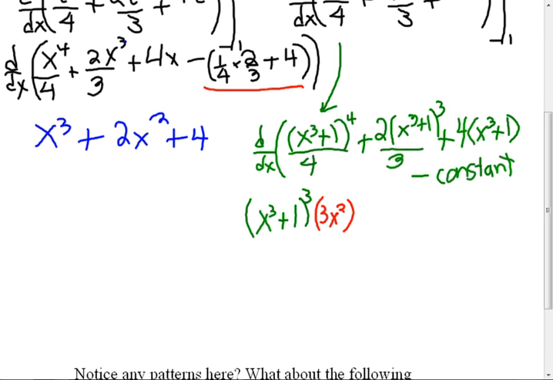What happens to the 3's when I take the derivative here? They cancel, so I'm left with plus 2 times (x cubed plus 1) squared times, and then the chain rule, times the derivative of the inside function, which is 3x squared, plus, and then I'm going to take the derivative of this, which is 4, times the derivative of the inside function, which is 3x squared.